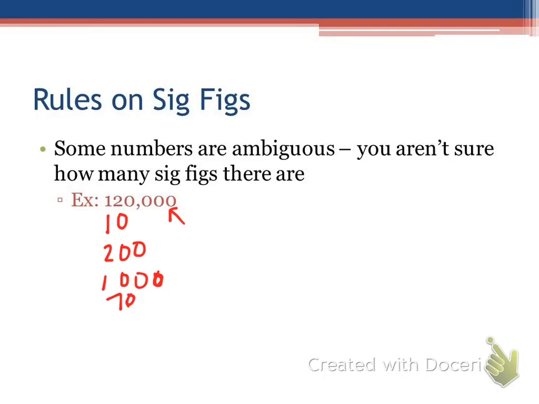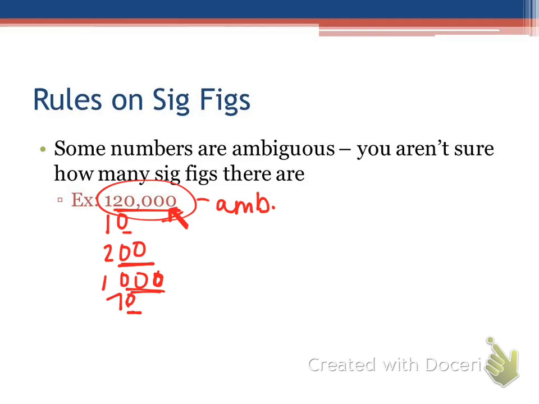Okay? So when we see an ambiguous number, if I would ask you how many sig figs are in this number, you would just write ambiguous, right? You can't tell me how many there are because you don't know. These are what I call trailing zeros. So if a number has trailing zeros with no decimal point, that's considered ambiguous. We aren't sure how many significant figures there are.